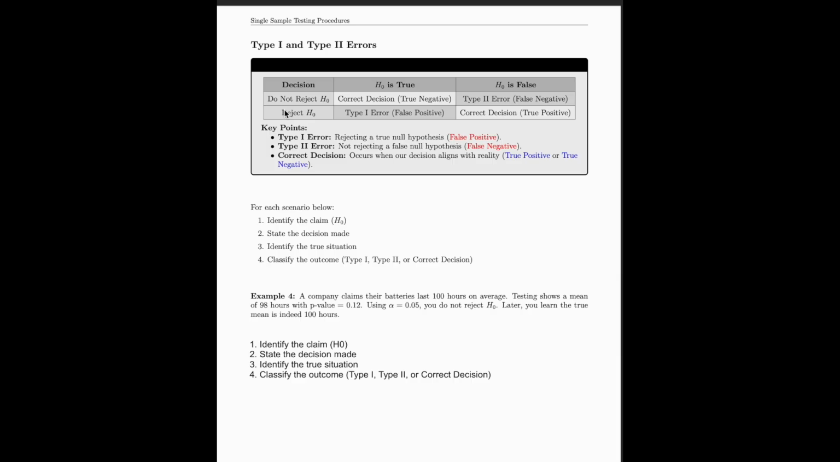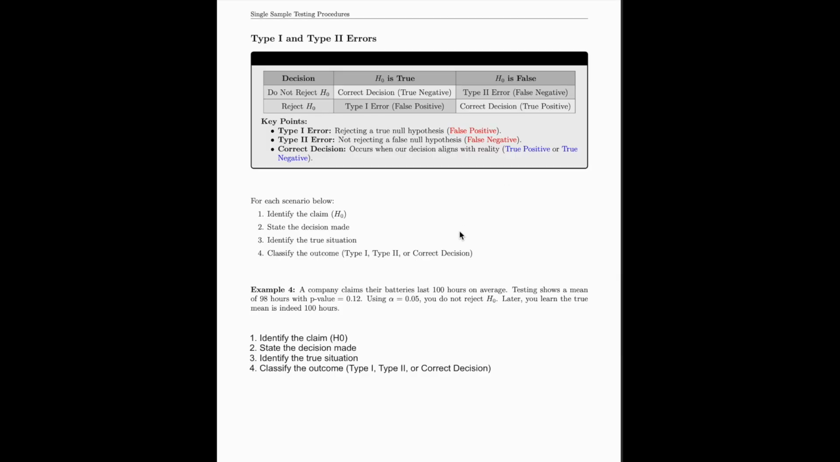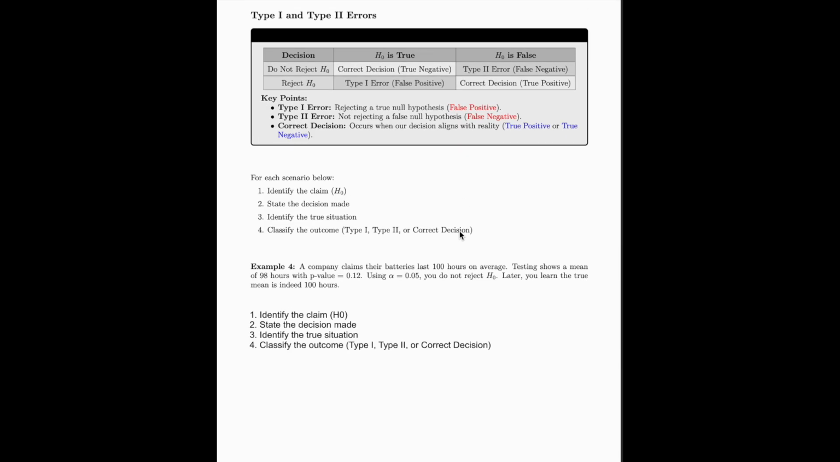Now looking at the second row, if our decision is to reject the null hypothesis, but you find out later that the null hypothesis is true, that's a type 1 error. And then the last outcome is that you reject the null hypothesis when you find out that the null hypothesis is false, and that is a correct decision. For the last four examples, I have scenarios, and we're going to decide if it's a type 1 error, a type 2 error, or if it's a correct decision. And we're going to refer to this chart as needed.